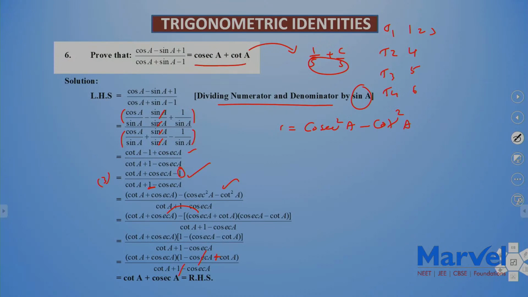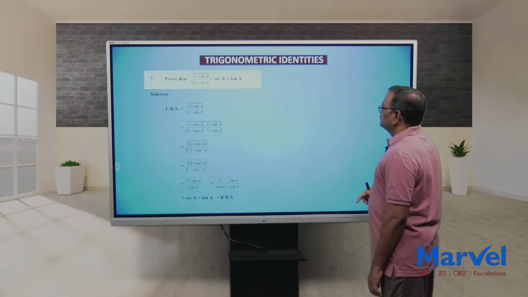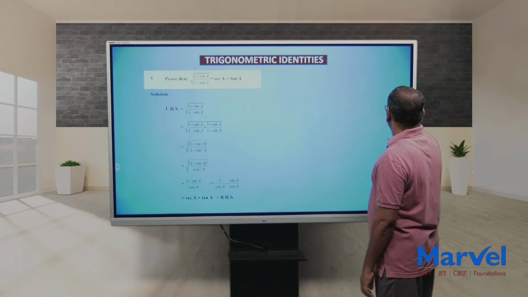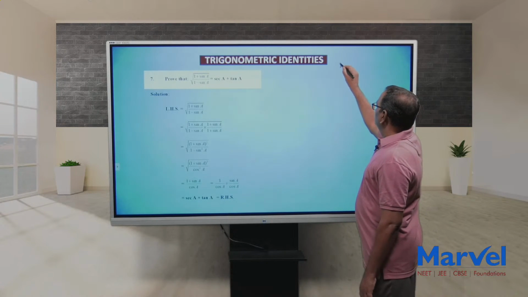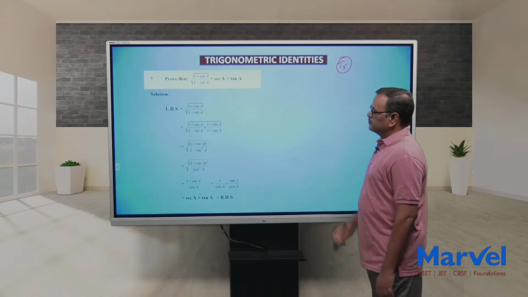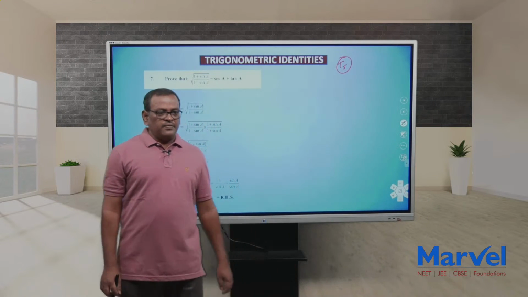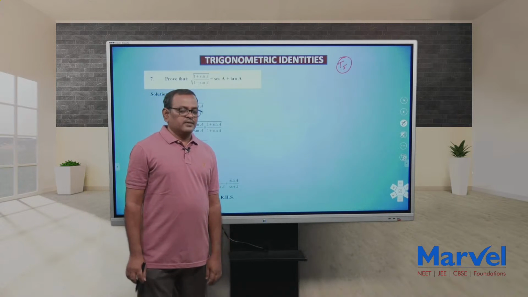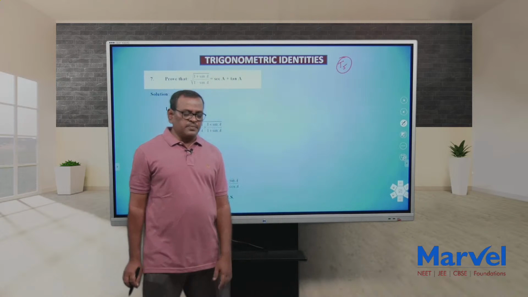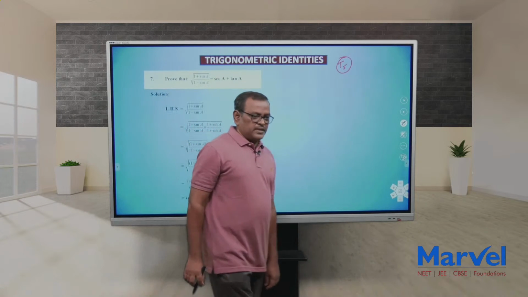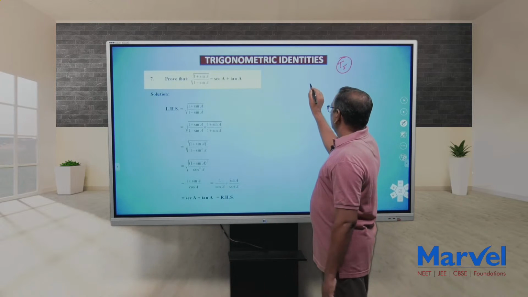Next. Type 5: multiply and divide by the conjugate of the denominator. How to decide the conjugate of the denominator? Very simple. Whenever the denominator expression has identities with a negative sign, for example secant square A.